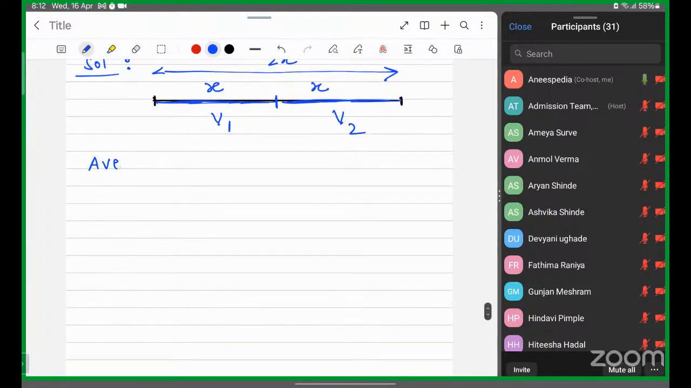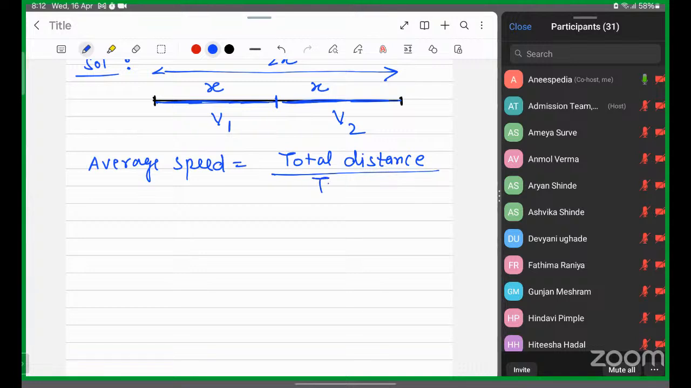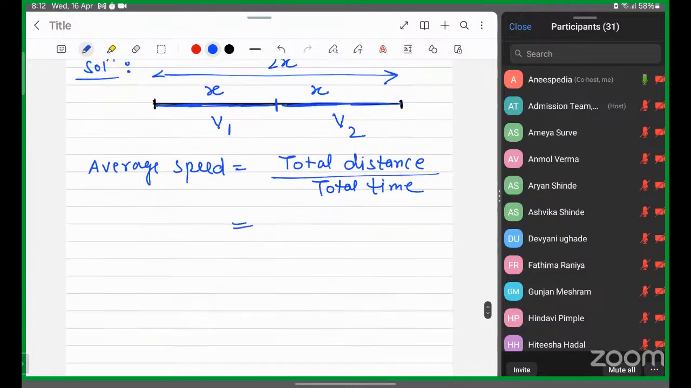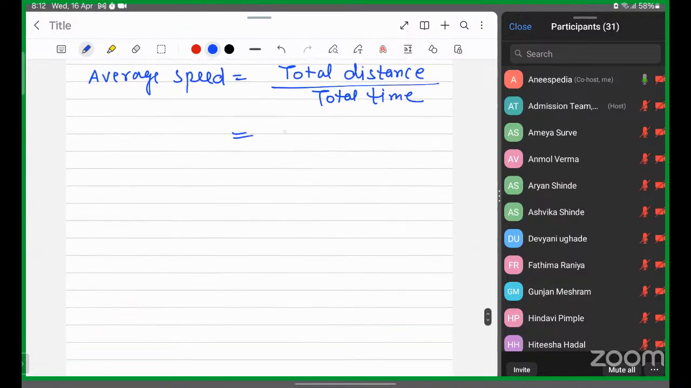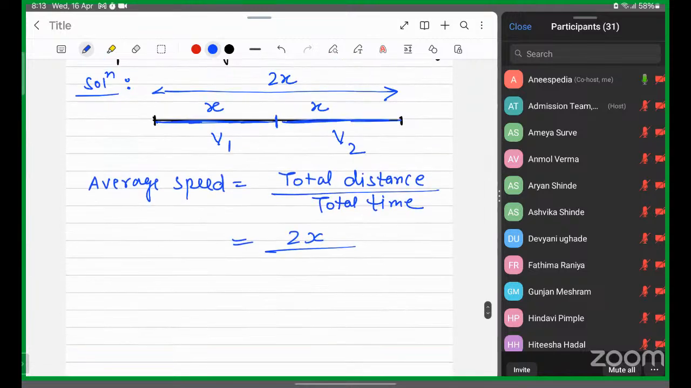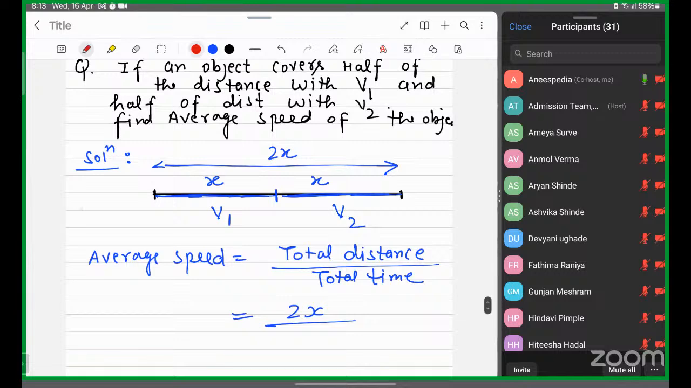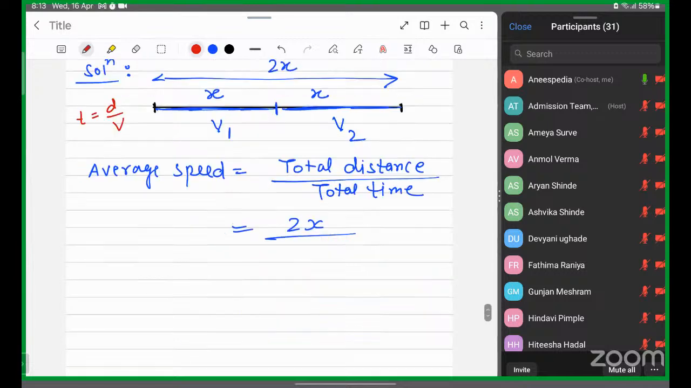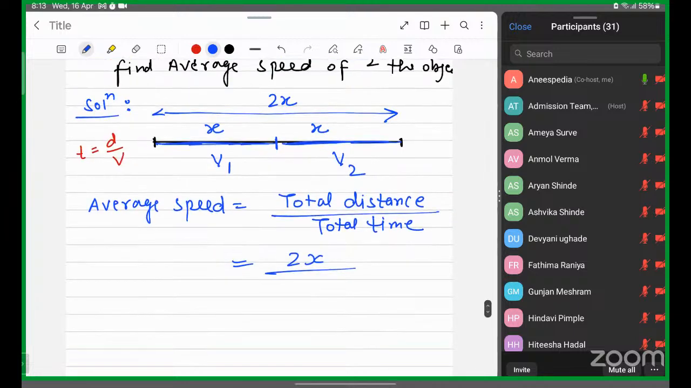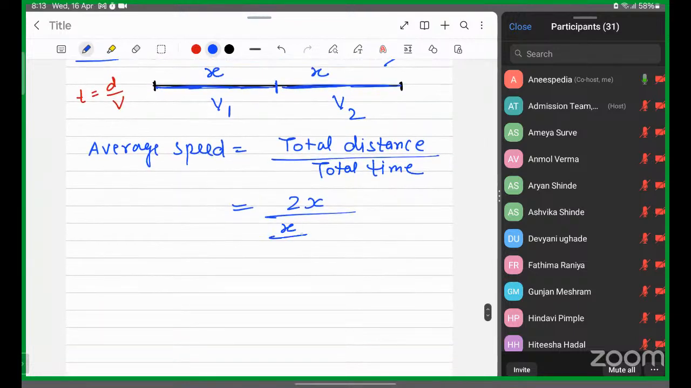Now you can apply the average speed formula. Average speed is total distance divided by total time taken. What is the total distance covered in this journey? 2x. Yes or no? And what will be the time? Again, time is distance by speed. So time t will be distance x divided by speed v1 plus the next distance x divided by speed v2.